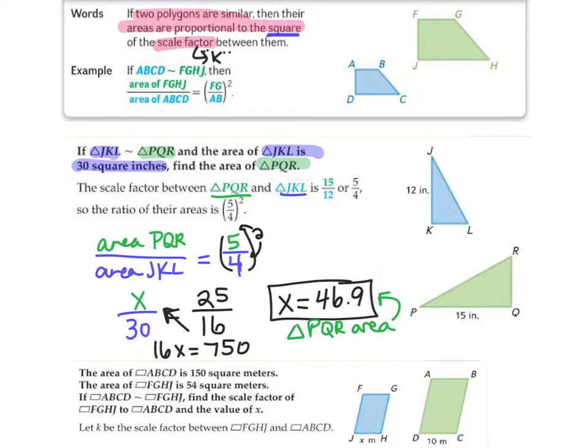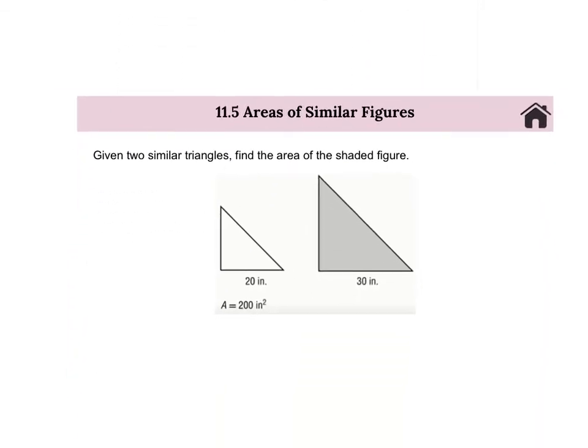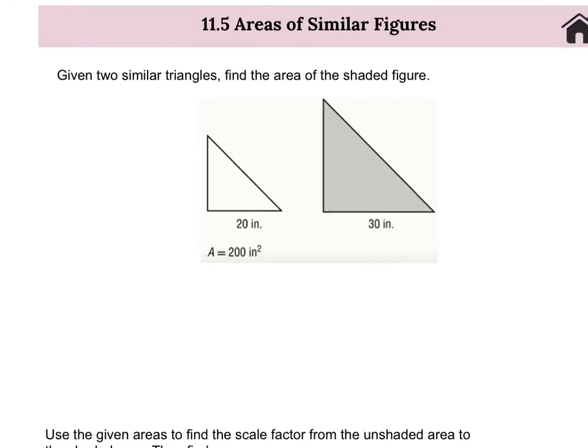One more example like this. I apologize, we're going to be going in between different slides back and forth. Here we are given two similar triangles. We want to find the area of the shaded figure. Just for consistency purposes, I'm going to color code the different triangles so that we can keep our images straight. We're going to call the shaded figure P, and the unshaded figure will be blue, or B.